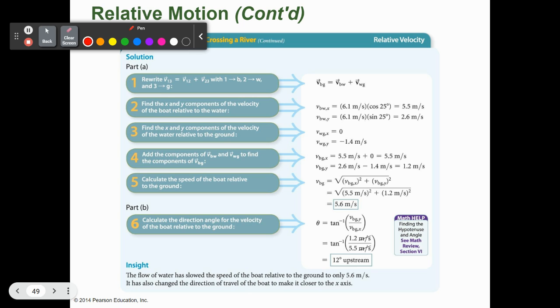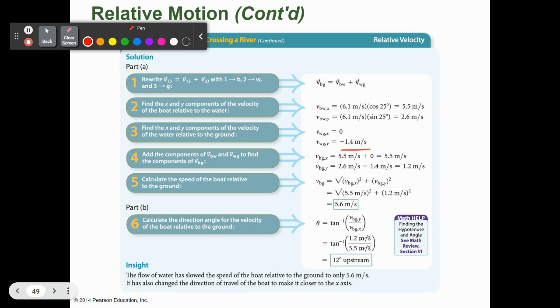To find the x component of the boat with the water, we're going to take 6.1 times the cosine of 25. And because it's going at an angle, it's not vertical, it's not horizontal, it has two components. So we're going to have an x component, and then we find the y component by saying 6.1 times the sine of 25. That gives us those two amounts. For the velocity of the water to the ground, the x component is 0. It's not flowing horizontally, it's flowing down. And the y velocity going downstream is negative 1.4 meters per second.